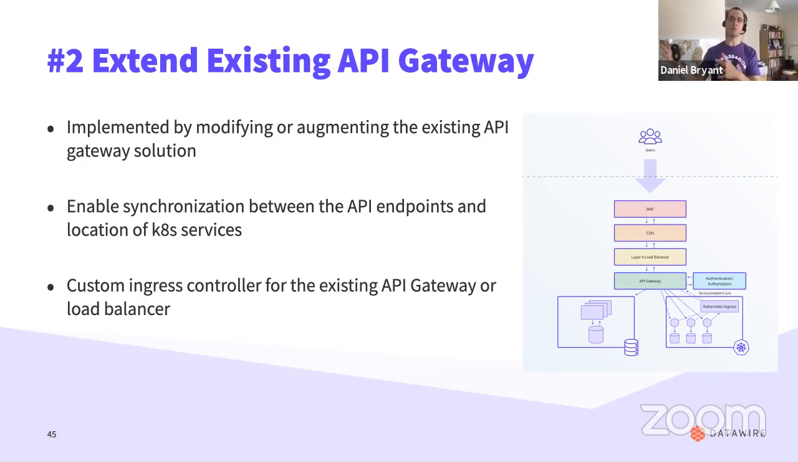So as you're moving to Kubernetes, you just try and extend the existing gateway. Sometimes it works, sometimes it doesn't. And really, it's primarily focused on syncing up your endpoints that are exposed in the API gateway with the services you're deploying into Kubernetes.